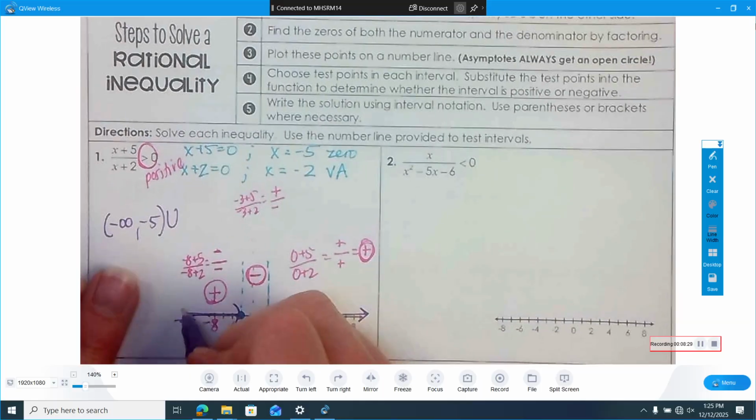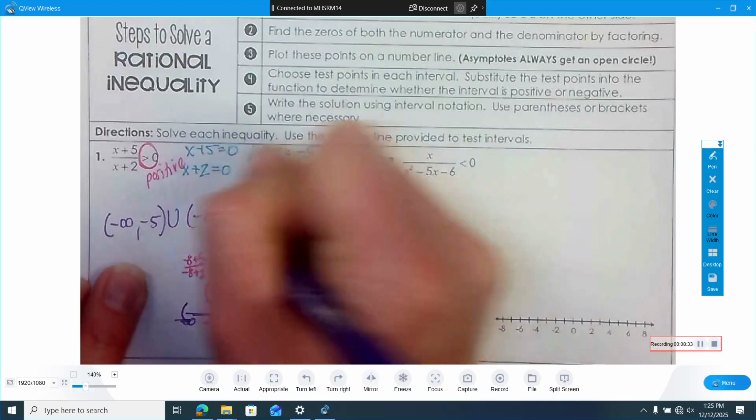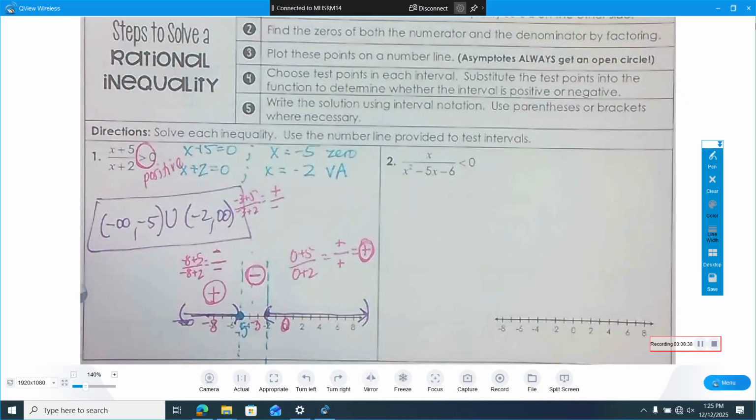There, I'm just going to use brackets. There we go. To infinity. So negative 2 to infinity. And there is our positive region. Okay?